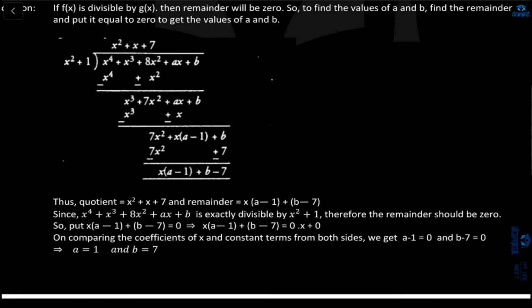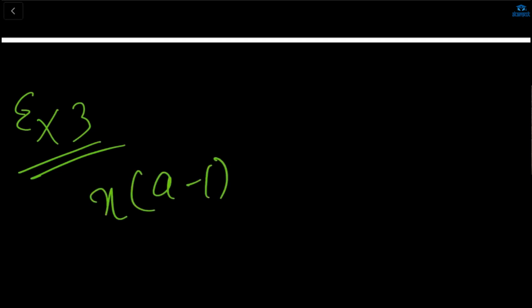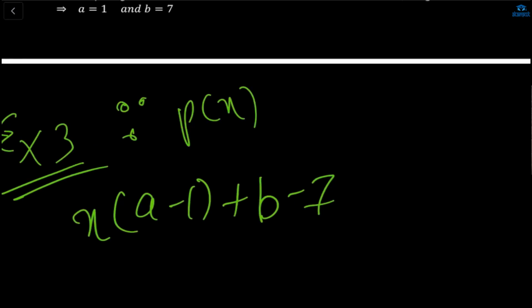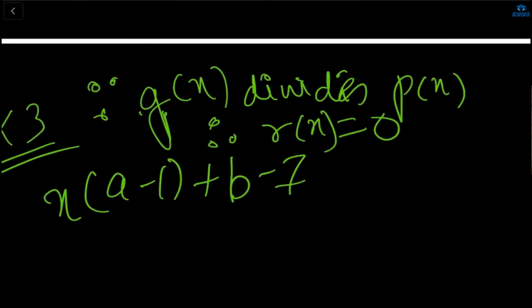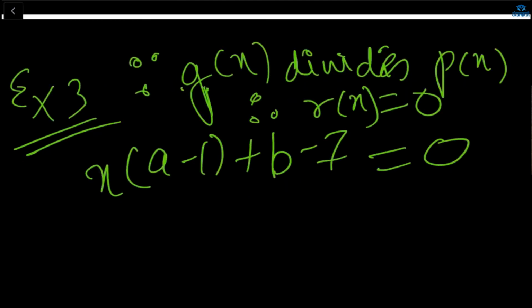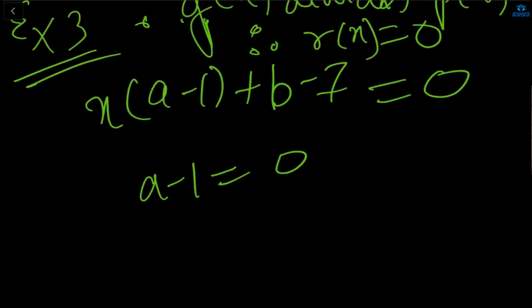Let's see. I'm just picking up the last equation. When you divide this here, the remainder will be x times a minus 1 plus b minus 7. Since Gx divides Px, therefore Rx should be equal to 0. So we are going to equate it to 0. When we equate it to 0, we will get a minus 1 equal to 0, and also b minus 7 equal to 0. Now, how did I do this?